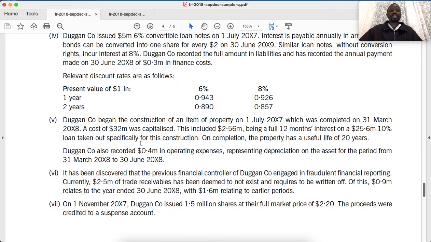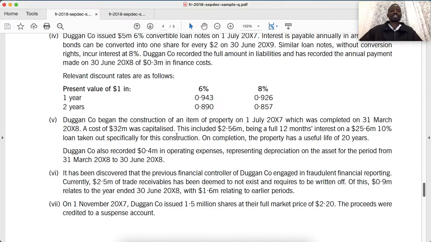The borrowing costs are covered by the standard IAS 23. So the borrowing costs are only capitalized when the asset is being constructed. After the asset has been completed, the capitalization of the borrowing costs or interest should cease. So the capitalization of interest was supposed to cease on 31 March 20x8.